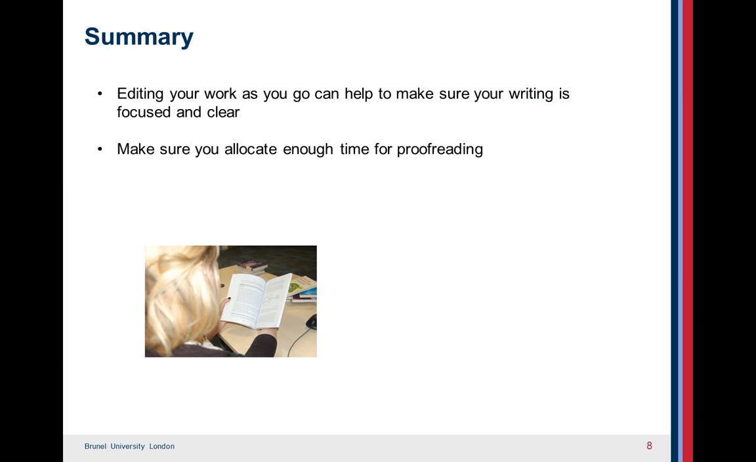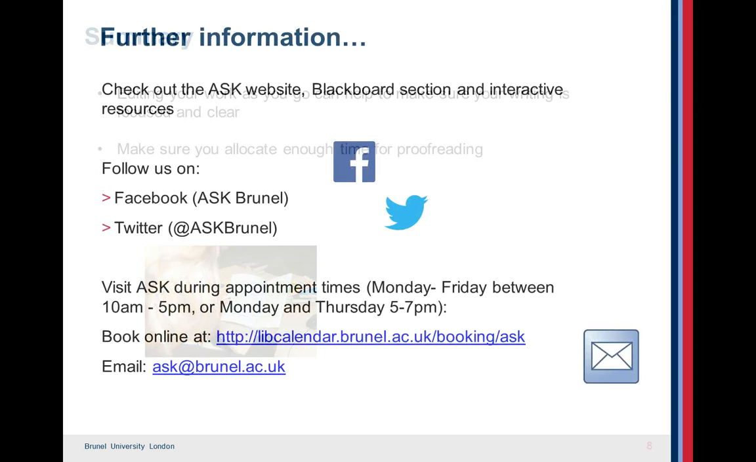In summary, editing your work as you go can help to make sure that your writing is focused and clear. You also want to make sure that you allocate enough time for proofreading.